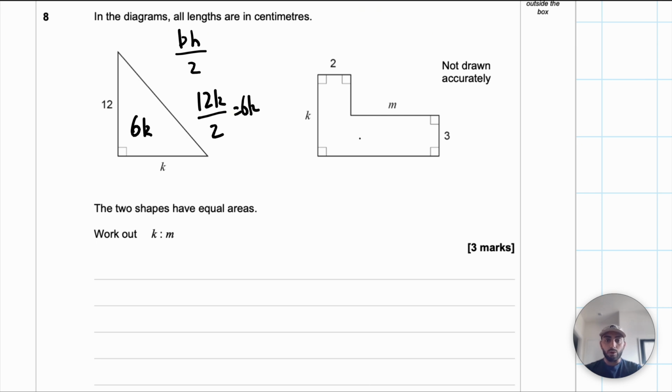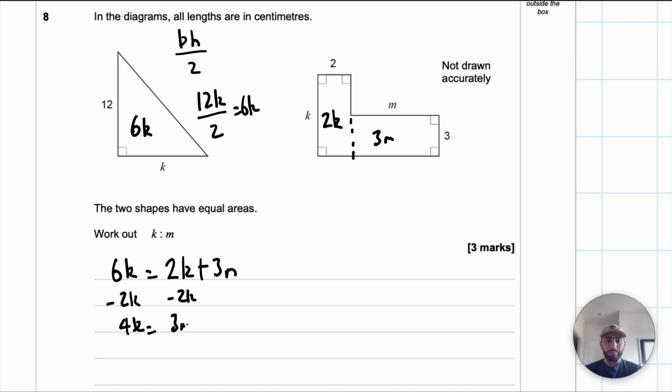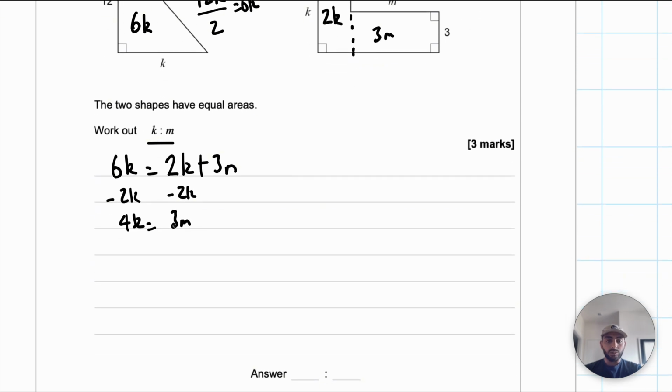For this shape, because it's a compound shape, I can see it's made out of two rectangles. So if I split it up here, the area of this rectangle, base times height, would be 2k, and the area of this rectangle would be 3 times m, which is 3m. And we've been told that they have equal areas. So we can say 6k is equal to 2k plus 3m. Let's just move all of our k's to one side. So we're going to take away 2k from there and take away 2k from there. So that will become 4k is equal to 3m. Because we're trying to write it in the ratio k to m, the easy way to do it is it's just the opposite of what you're expecting. So it's going to be 3 to 4.